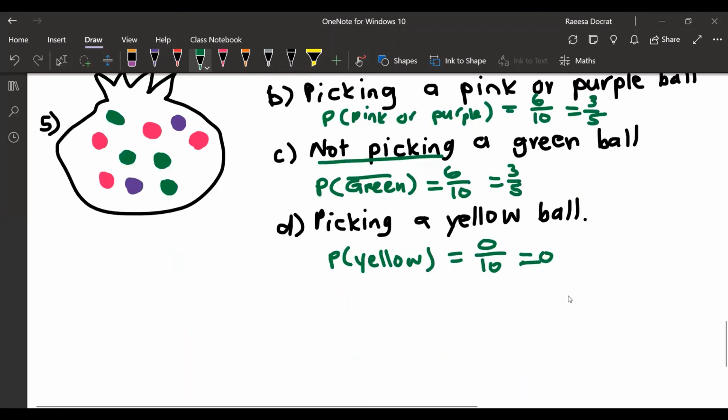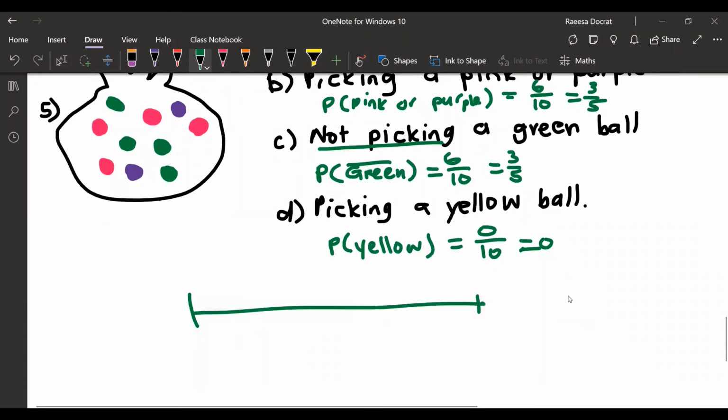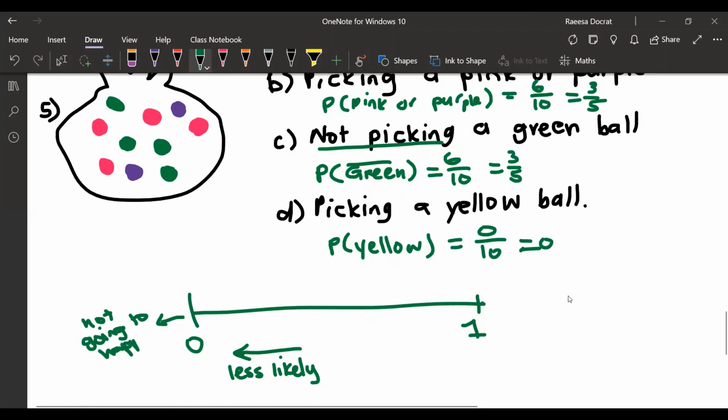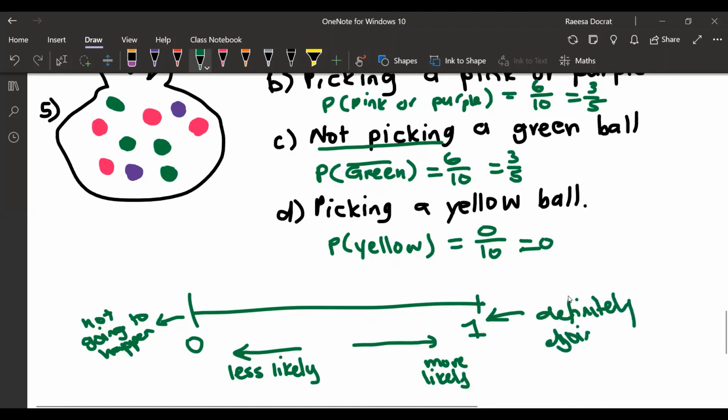So what happens is a probability ranges from 0 to 1. The closer it is to 0, the less likely it is. If it is 0, it's basically meaning it's not going to happen. And if it goes closer to 1, the more likely it is to happen. And if it is exactly 1, then it's definitely going to happen.